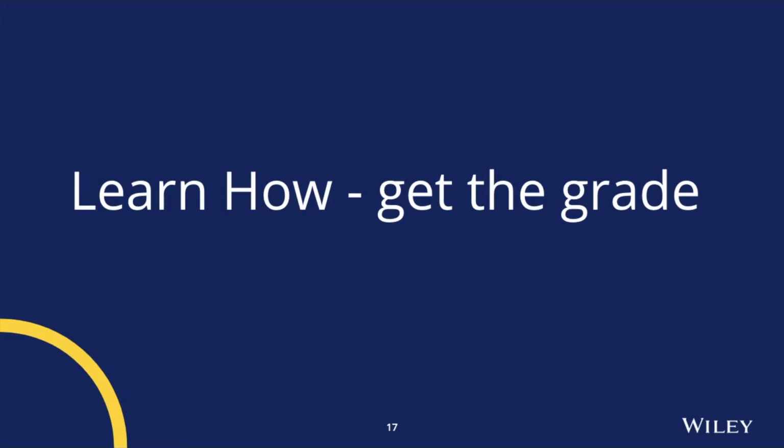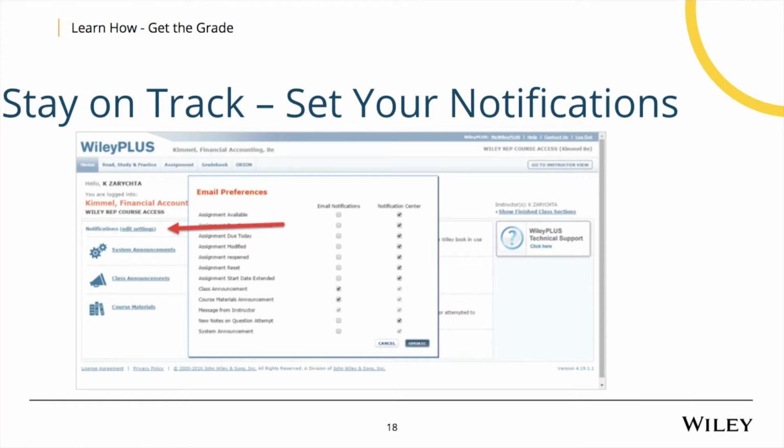Next, we're going to go over how to get the grade you want utilizing WileyPLUS. First off, when you're just in the home page, you can set up different notifications. By clicking the Edit Settings button next to Notifications, you'll be prompted with an Email Preferences log. This allows you to set up specialized settings for your notifications. So you can choose how you get notified, where it goes, and what you specifically get notified from.